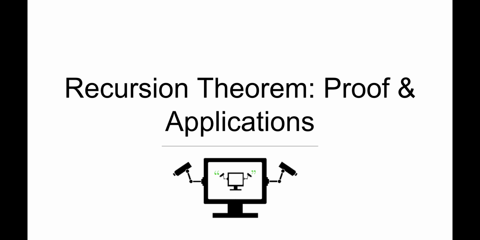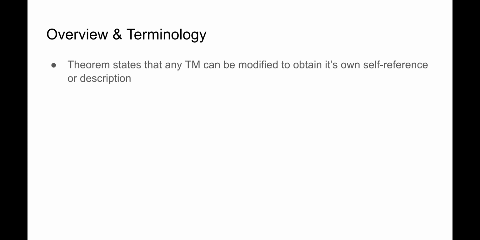Hello. Today in this presentation, we're going to walk through the proof of the recursion theorem, as well as a couple of its applications. So the recursion theorem essentially states that any Turing machine can be modified to obtain its own self-reference or description.